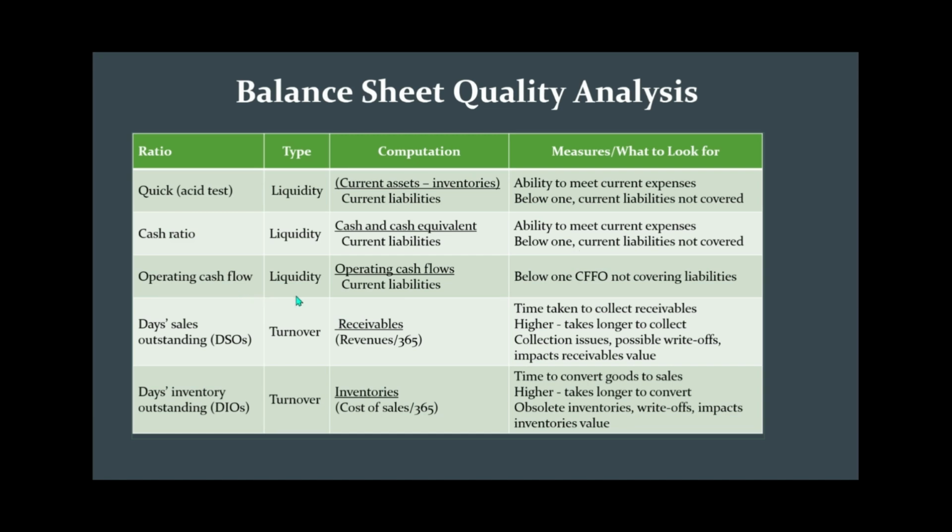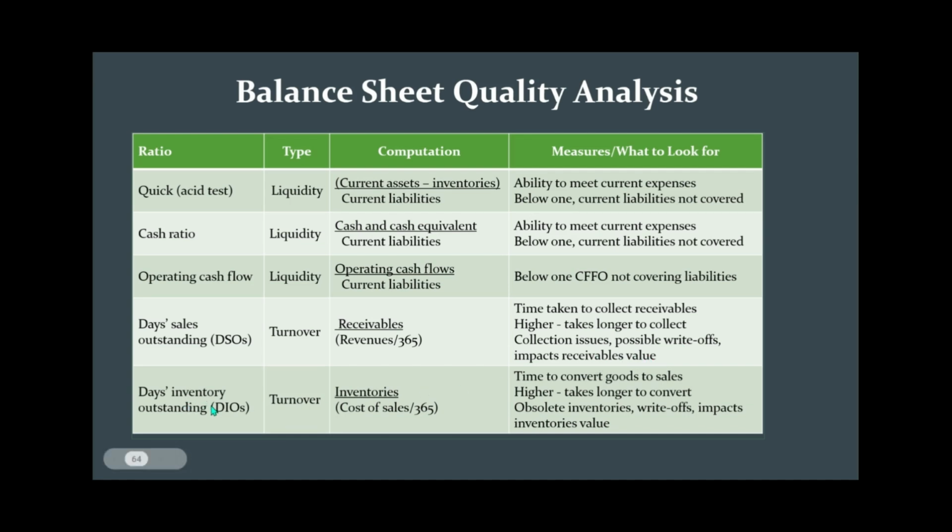Operating cash flow, this is another liquidity ratio, and it's operating cash flows over current liabilities. Below 1, operating cash flows are not covering liabilities. Days sales outstanding or DSO, this is a turnover ratio, and it's receivables over revenues divided by 365. This measures the time taken to collect receivables. A higher ratio means it's taking longer to collect receivables, and it could suggest that the company is having collection issues, could lead to possible write-offs, and impacts receivables value.